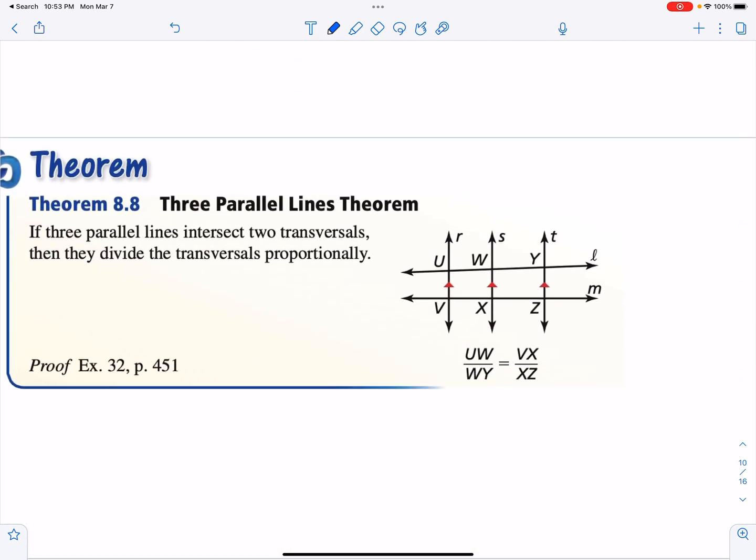Okay, three parallel lines theorem. Again, it's kind of that proportionality statement again. So we don't necessarily have to have a closed triangle. We can do it if we have parallel lines all the way through. Again, those two transversals really don't ever have to touch. They will eventually, obviously, but it just says if we know we have parallel lines all the way through, those proportions should be the same.